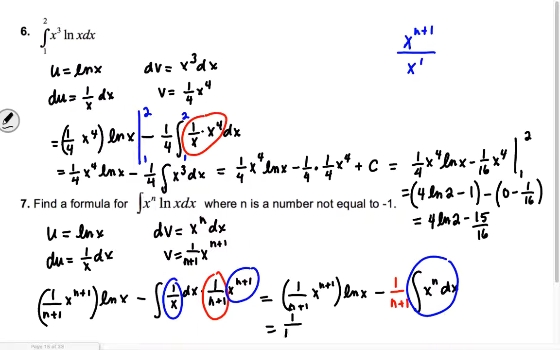So my final answer is 1 over n plus 1, x to the n plus 1, times natural log of x, minus 1 over n plus 1, times another 1 over n plus 1, x to the n plus 1. So I'm going to write it as squared times x to the n plus 1. And that's what calculus books look like. So if you really like that stuff, yeah, that's right, plus C.